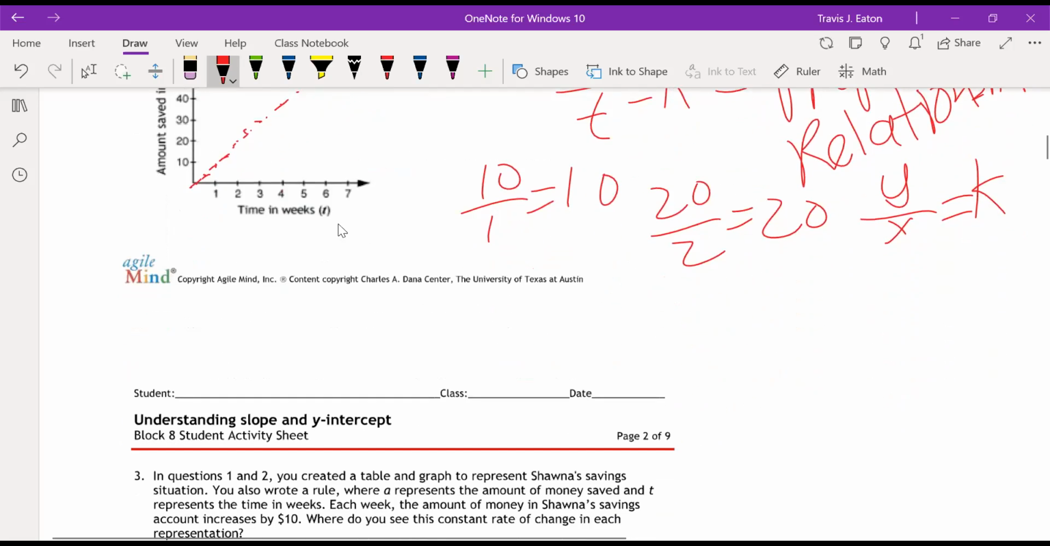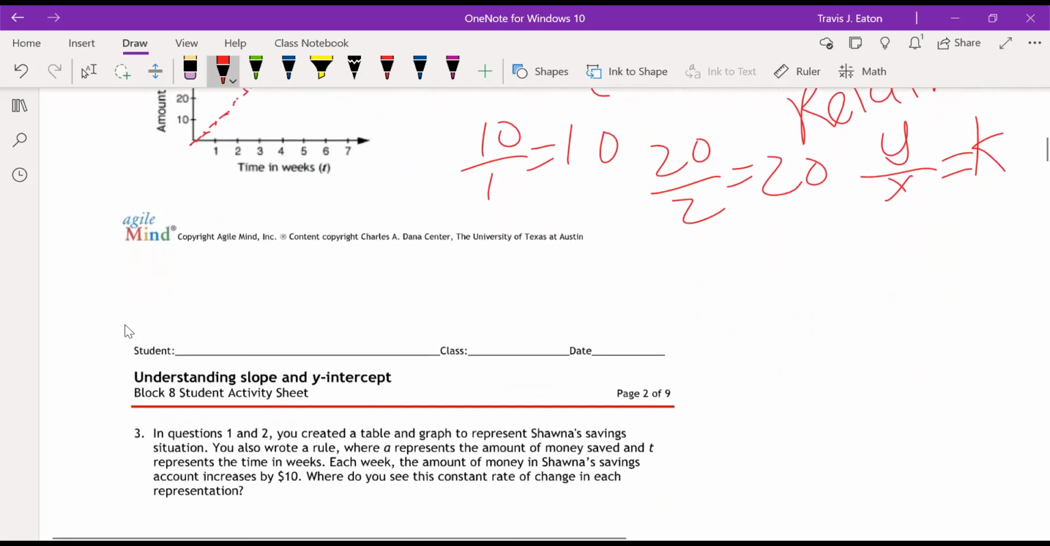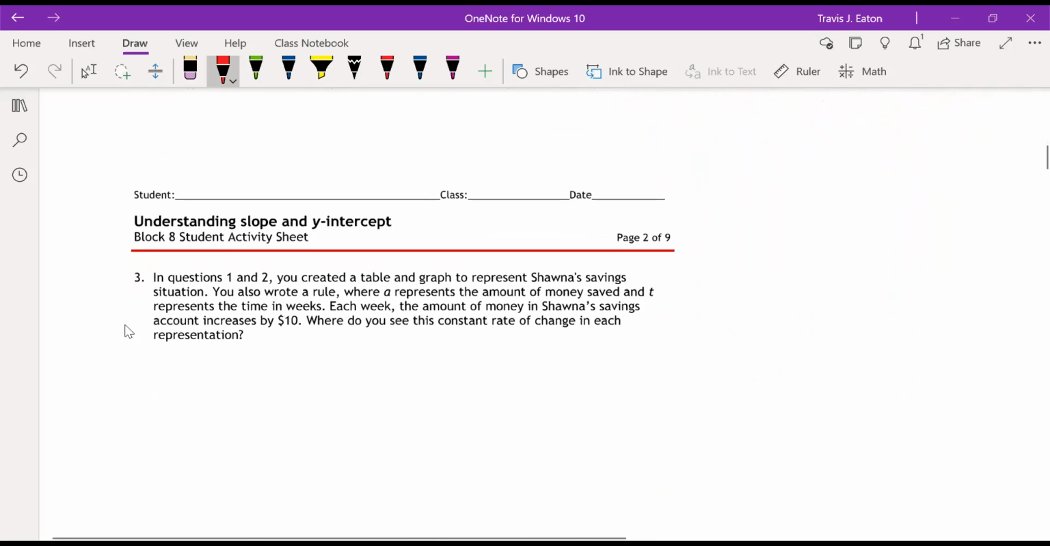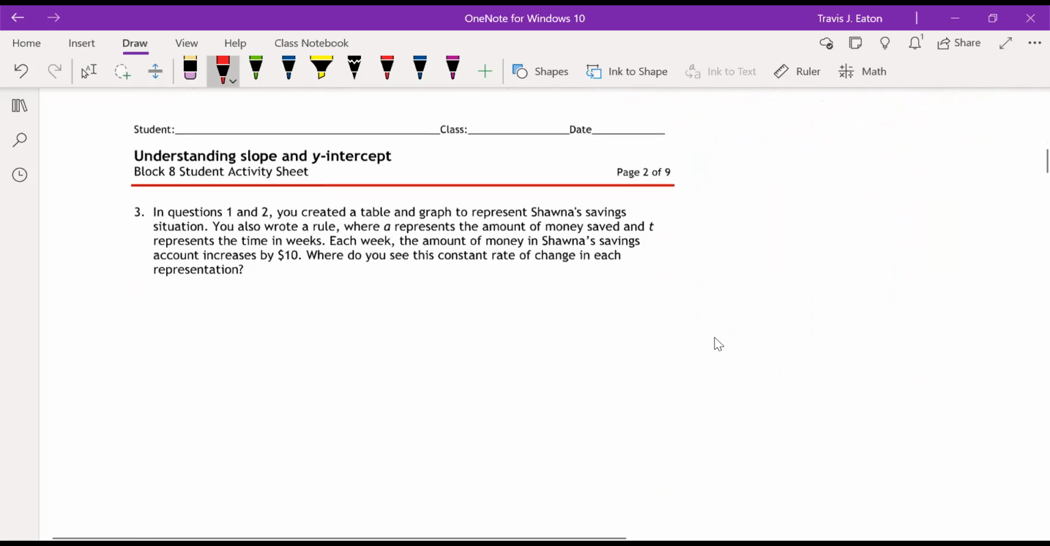Okay. So moving on to question 3, unless, of course, there are any questions. And remember, if you have a question, all you have to do is type your question into the chat, and I will be happy to stop and answer that question.